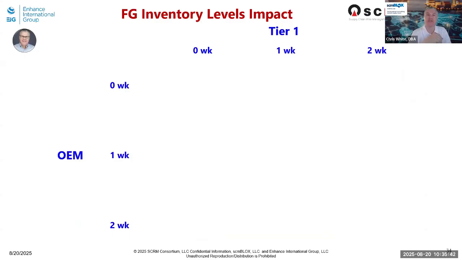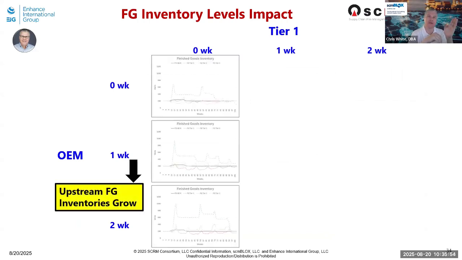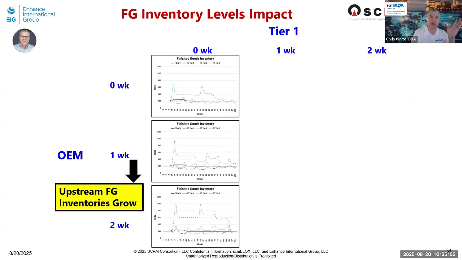Let's look at finished goods inventories. So again, we're withholding orders, and we've shown the impact on order backlog. We're drawing the exact same chart here, a matrix for finished goods inventory. So same thing. If the tier one does not delay, but the OEM has either no delay, a 1 week delay, or a 2 week delay, you can see these inventories grow. So the upstream inventories are growing; my other tier one, tier two, tier three are all growing.